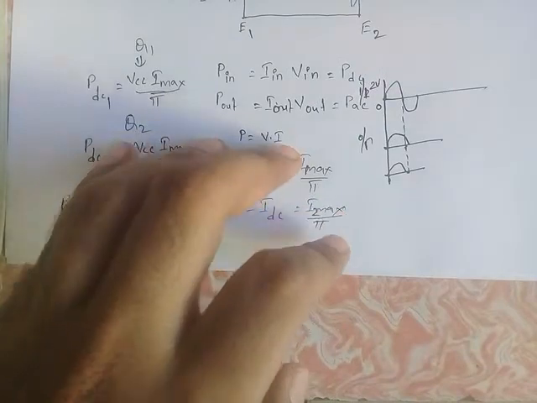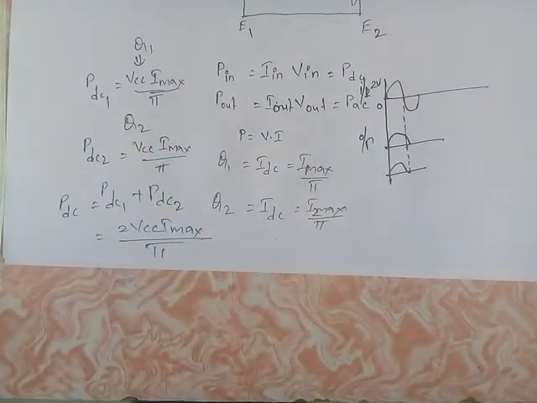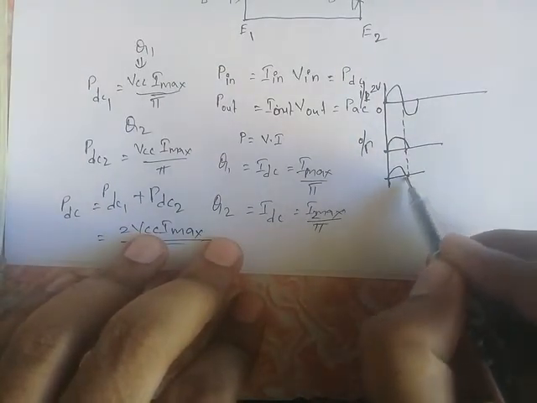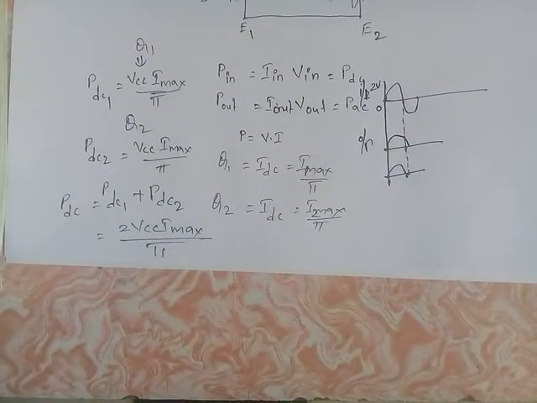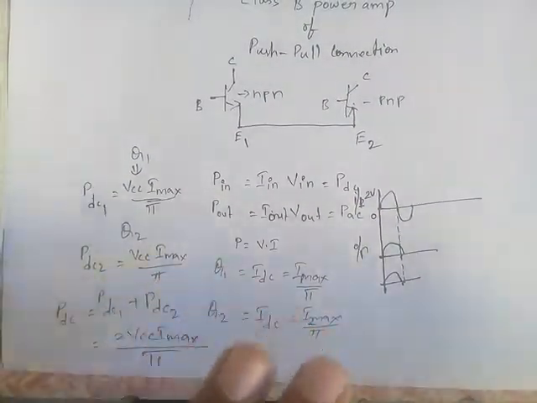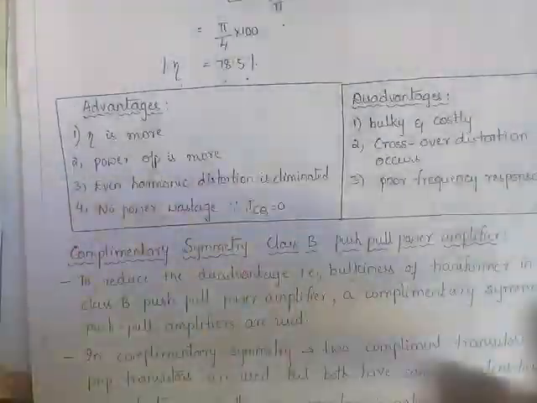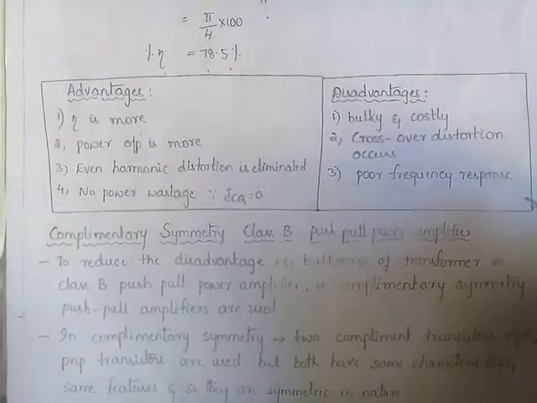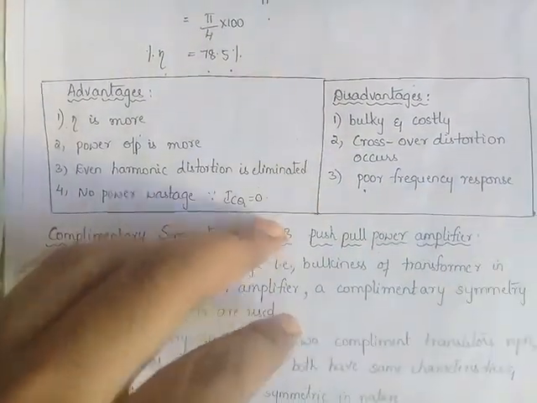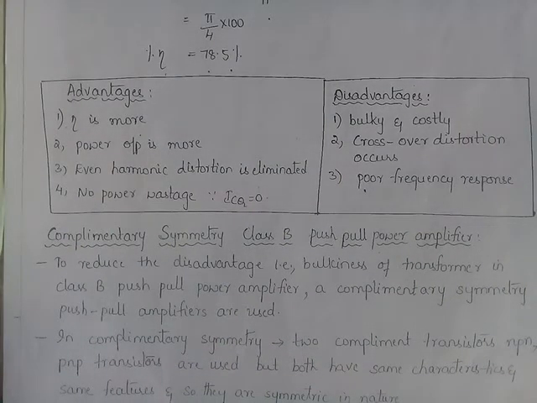Why will this data be lost? Due to the bulky, complicated connection of your push-pull connection. So for that reason only we are getting some loss here, but this loss will not affect the efficiency or any parameters in the class B power amplifier. So the crossover distortion will be there. And next is poor frequency response. Poor frequency response means the frequency stability will decrease due to the class B power amplifier.